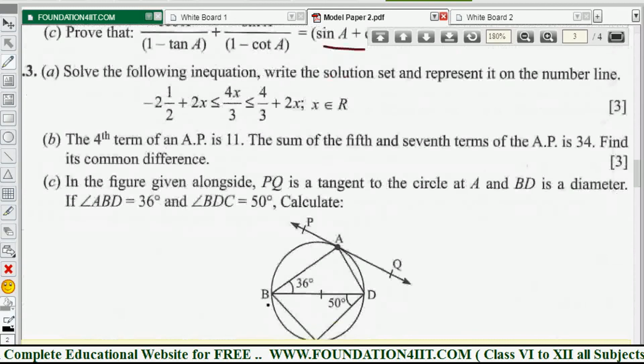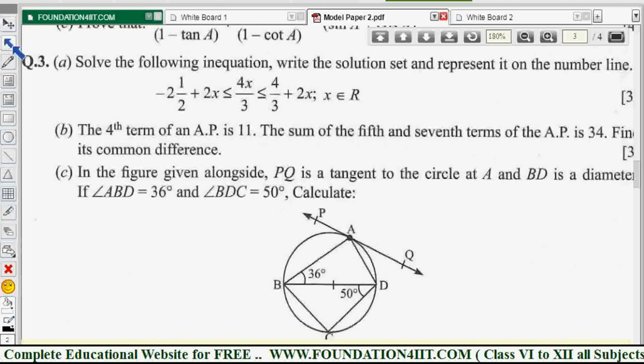Now let us take problem 3 and we'll solve the sums. So in question number 3, the first one is about the inequation chapter. Solve the following inequation, write the solution set and represent it on the number line. Okay, let us take this question, and x belongs to real numbers. So we'll keep it on the number line. First we need to solve for the solution set. Solution set we need to find out.